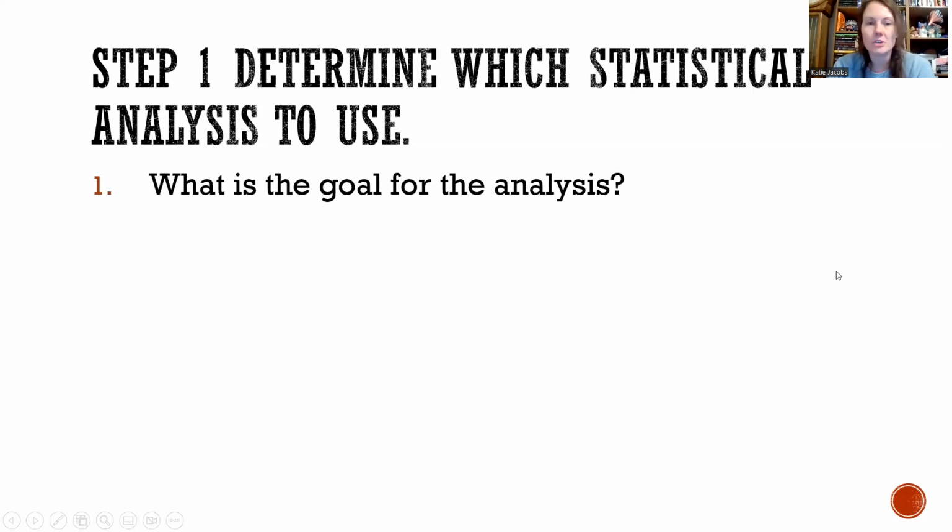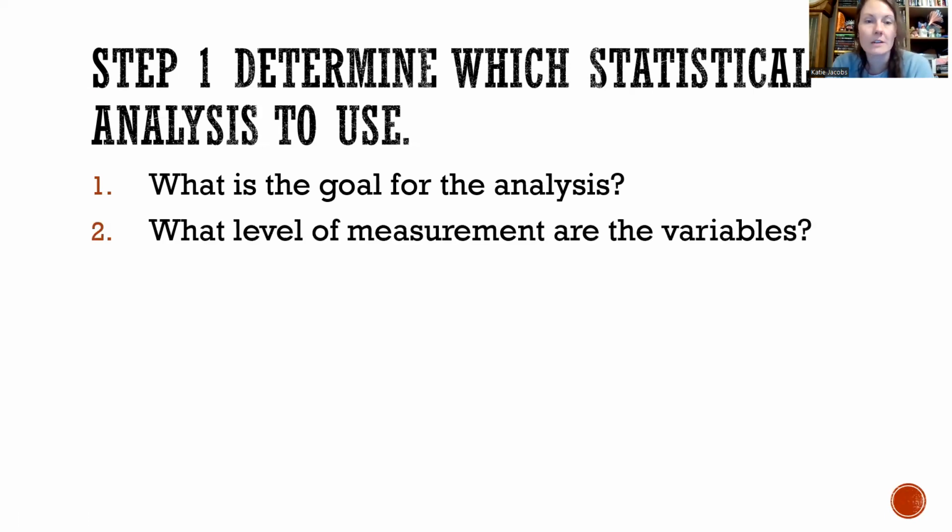So the first thing you have to ask yourself, what is the goal for your analysis? There's different types of things that you can do. In this class, we're mainly going to look at, are there significant differences between groups? So that's one type of goal. Is there a relationship between variables? Or another one might be, does one variable predict the outcome on another variable? So significant differences, relationship, and prediction are some types of goals that we might have for analysis.